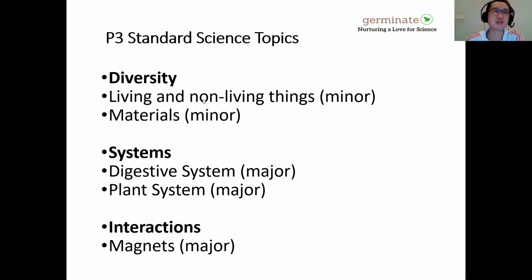For P3, I listed down some of the minor topics. When I say minor, it's not minor in that year. I'm saying it is minor in terms of its weightage and marks in the PSLE paper. When P3 or P4 goes through these topics, they will still be tested a lot in that particular semester's tests and exams. Living things and non-living things, and materials, are the two minor topics that don't come out so often. The more major ones are the digestive system, plant system, and of course, magnets.